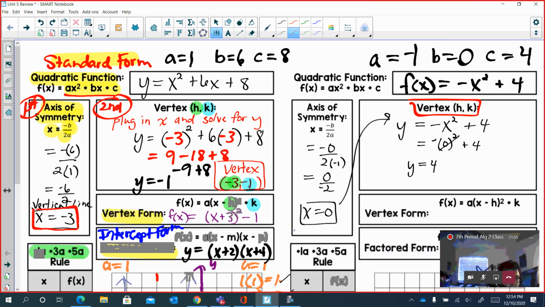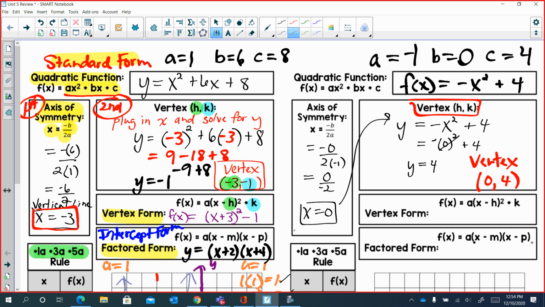All right. So the vertex is the h, which is the x coordinate. The x coordinate was 0. The y coordinate was 4. So there's the vertex. Okay, you said you didn't understand the vertex form. So let's look at this.